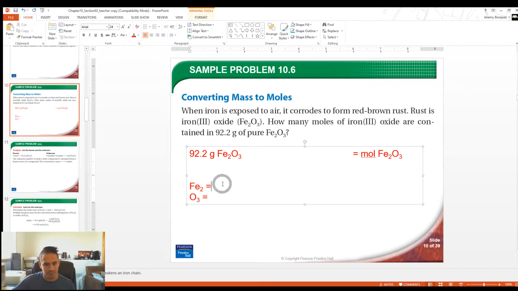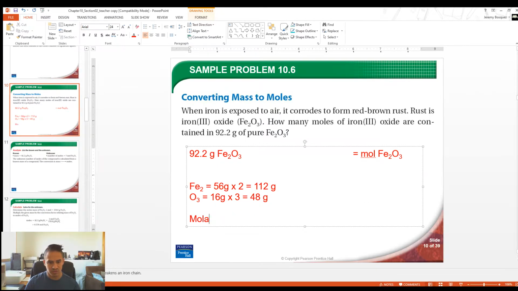So let's go back to our notes here. So iron was 56 grams. We're going to times that by 2 because there are 2 of them. So this gives us 100 and... hold on, let me make sure I do this right. 56 times 2. We get 112 grams for the iron. The oxygen is 16 grams. We times that by 3, which gives us 48 grams. So the molar mass of Fe2O3 is going to be 112 plus 48. We get 160 grams per mole. Okay, so there's our conversion factor.